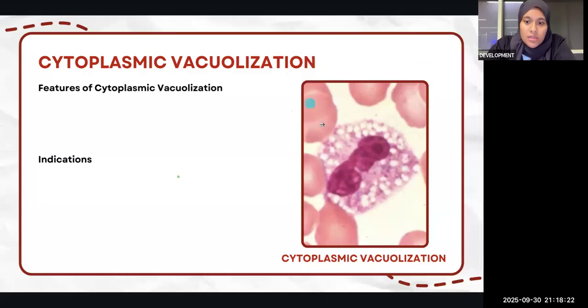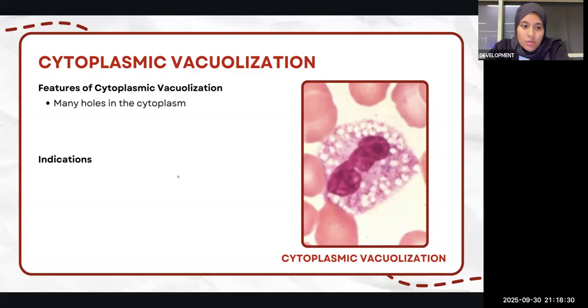Cytoplasmic vacuolization is basically when you see many holes in the cytoplasm of a cell. Okay? Many holes in the cytoplasm. When do you see this? When the cell is actively fighting infection, and you see toxic granulation. Toxic granulation means that there are so many granules, and that usually happens when the infection is becoming severe.